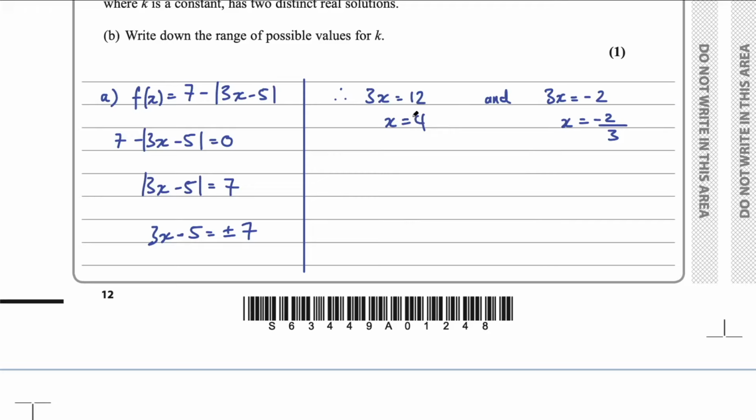Therefore, our base would be 4 and 2/3, right? So that's the distance from the origin. So we just need to basically add those two distances together if we're thinking in terms of distances. We also need the maximum. Well, how would we get the maximum f of x? Well, that would be when this is 0, right? If we're taking the absolute value, then the smallest value this 3x take 5 could be is 0. Any other value, and you're taking the positive of it, so we would have 7 take some amount, and that would be less than 7. So therefore, the maximum of f of x will be 7.